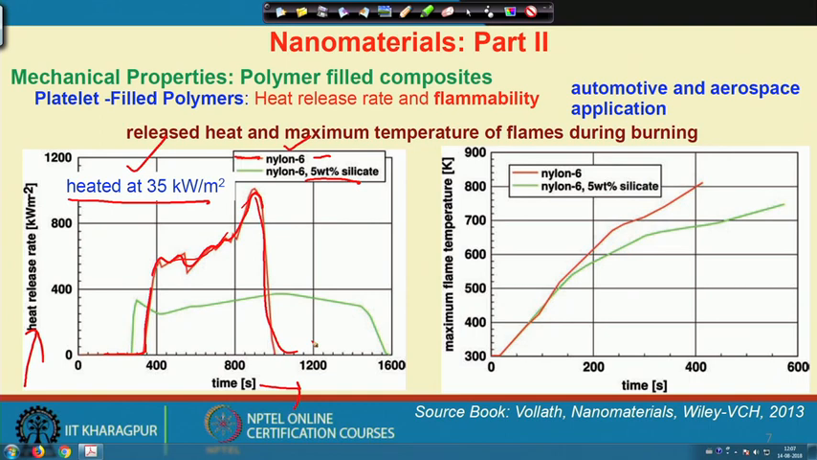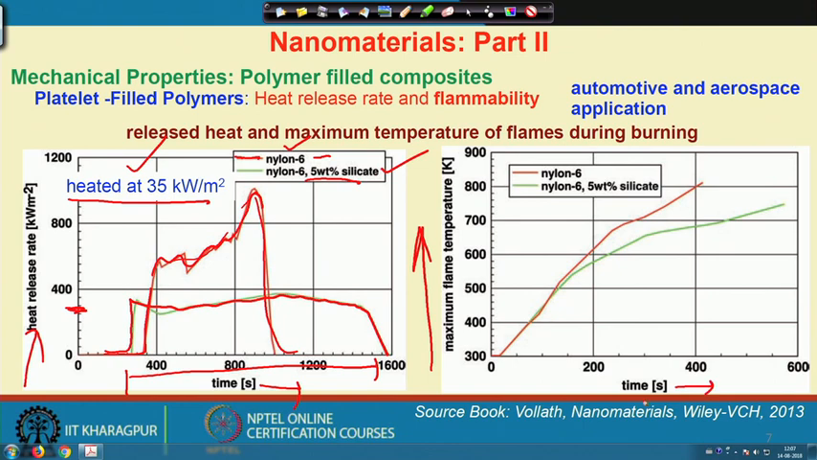Now, if we add some nanoplatelet of 5 weight% silicate, then you see that the heat release rate is relatively low. And it occurs over a large temperature and a large time range. So, the release rate is low, and the effect is very simple. The maximum flame temperature can also be reduced.